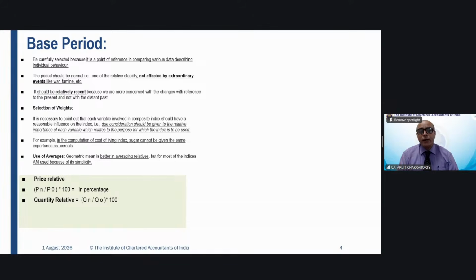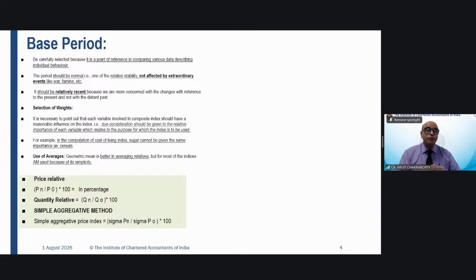Quantity index, what is it? So here no price is considered, only the quantity. So Qn, that means quantity consumed or used in the current year, divided by Q0, which is the quantity used in the base year, and then we multiply by 100.